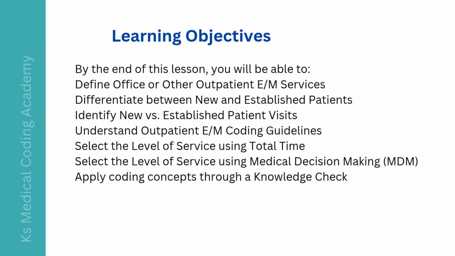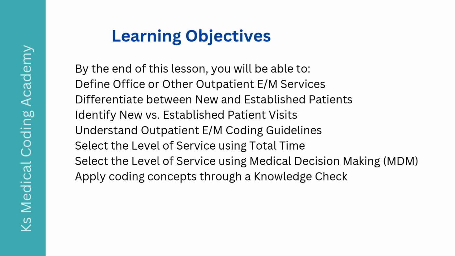In this lesson, we'll begin by understanding what office or other outpatient evaluation and management services are. Next, we'll learn how to distinguish between new and established patients and identify the correct patient visit type. We'll then review the outpatient E/M coding guidelines and learn how to select the appropriate level of service based on either total time or medical decision-making. Finally, we'll reinforce these concepts with practical examples and a knowledge check to strengthen your understanding.